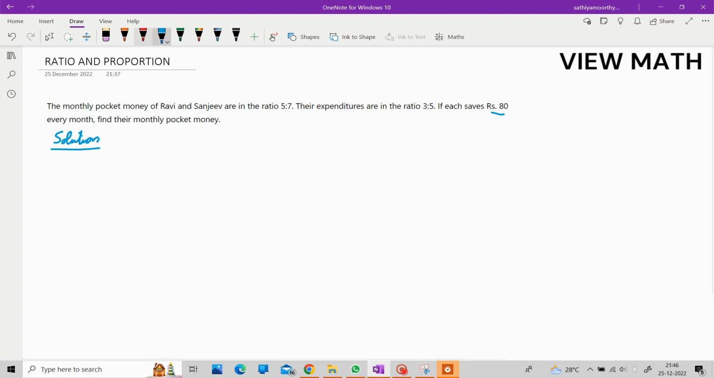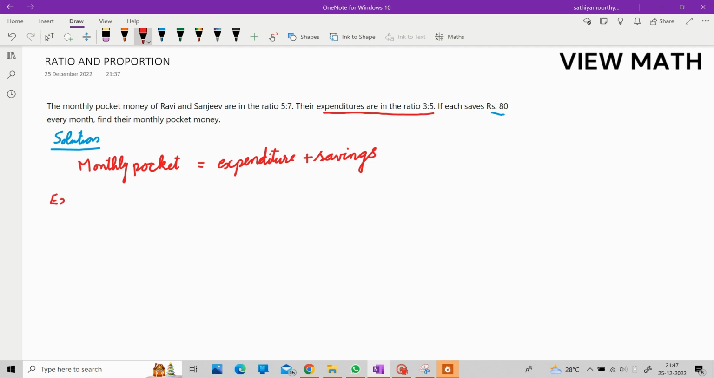Solution. Now monthly pocket money is equal to, so both of them are getting monthly pocket money. In that some they are spending and some amount they are saving. So monthly pocket money is equal to expenditure plus savings. Now expenditure are in the ratio 3 is to 5.